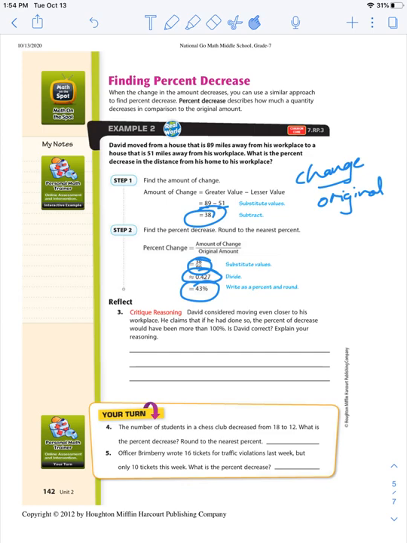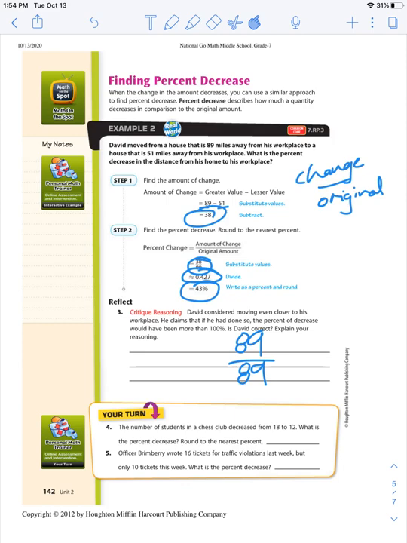And then let's think of how the percent decrease is set up. Change over original. To be 100%, the change and the original would have to be the same. So if he started 89 miles away, it would have to also change by 89 miles. And unless you're considering directions, he can't travel a negative distance to work. So in this case, you can't have more than 100% decrease. David is incorrect.